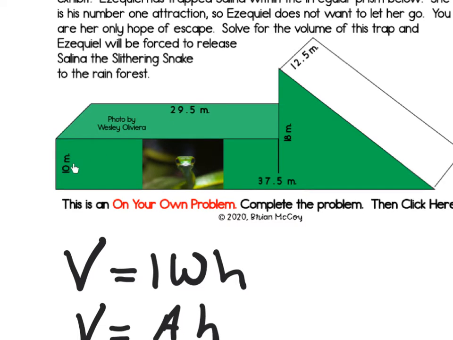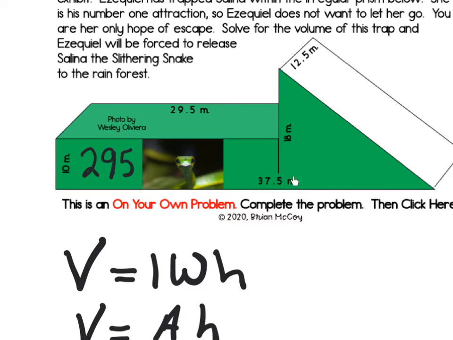So I can simply multiply 29.5 times 10. And that's super simple because when I multiply anything times 10, I'm just going to move that decimal over one place. The area of this front rectangle here will be 295. So let's go ahead and write that in there, 295. And that is the area of this front rectangle right there, okay?